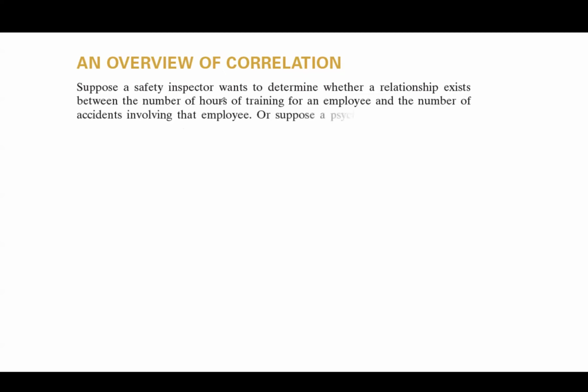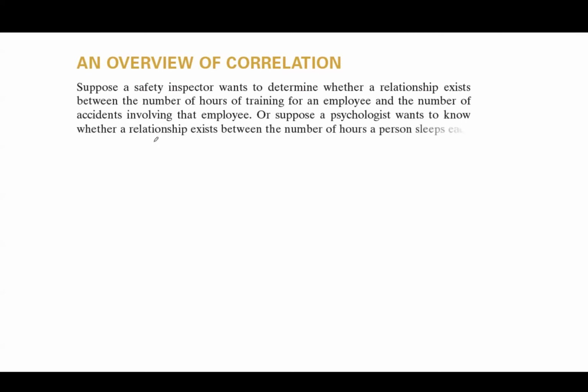So how do we find a relation? Do we find a relation by just looking at the data, or do we have some numerical way to evaluate that relation? Suppose a psychologist wants to know if a relationship exists between two variables. This is just an example. One variable can be the number of hours a person sleeps each night and that person's reaction time.